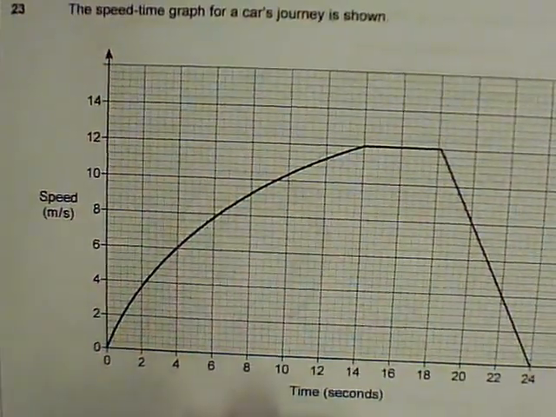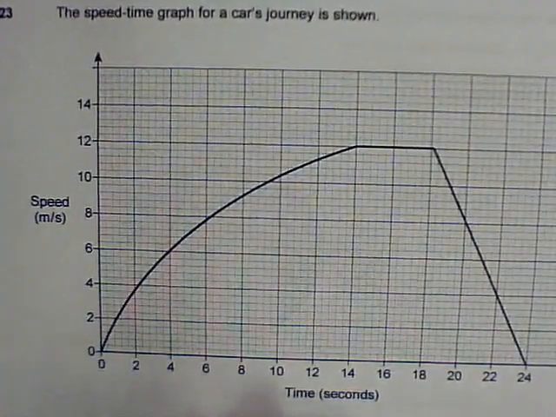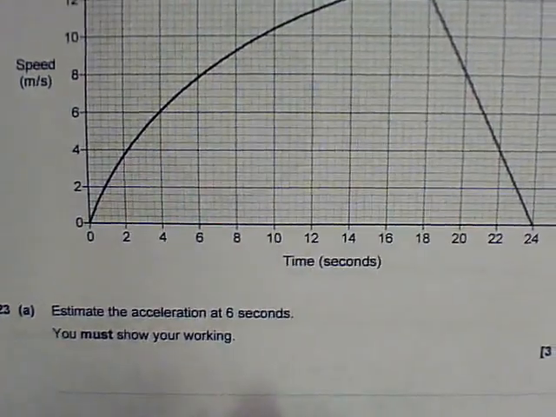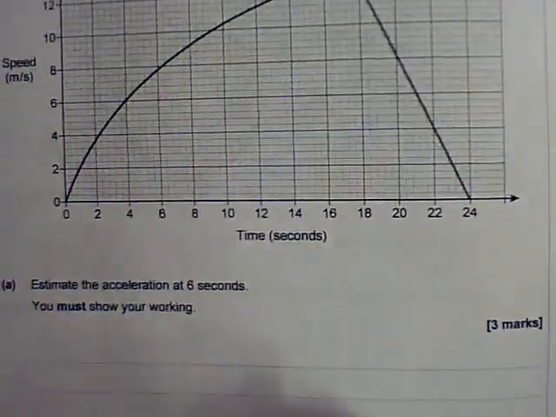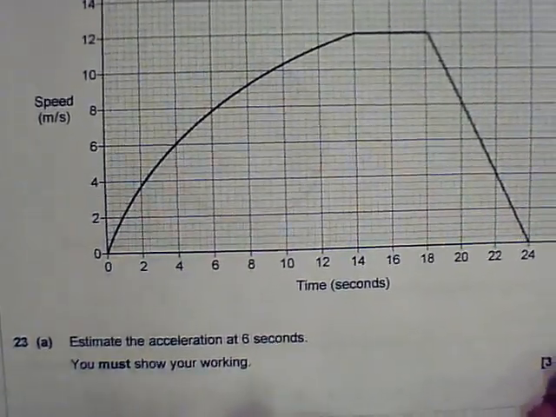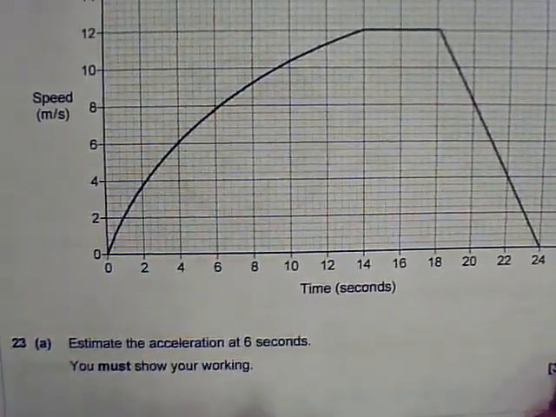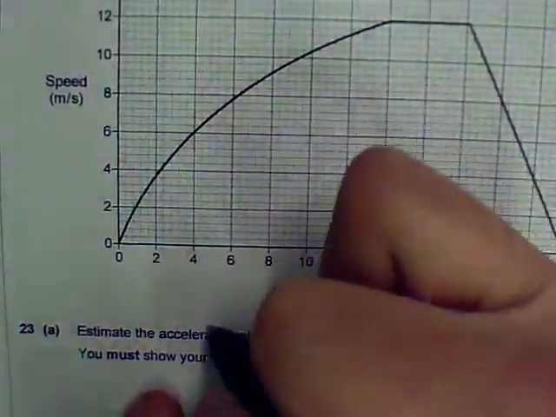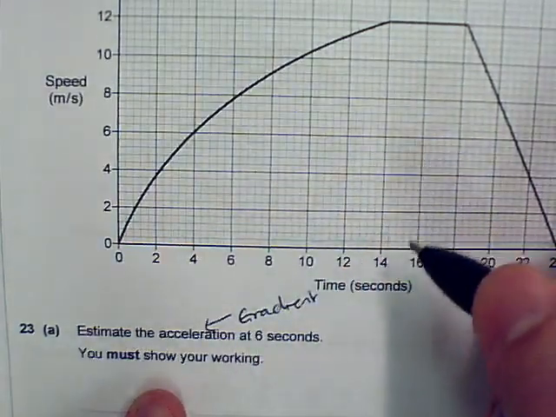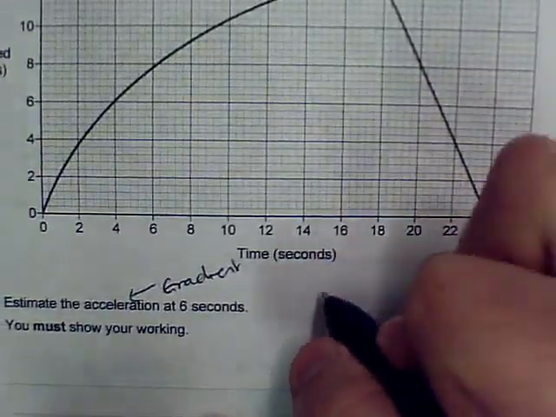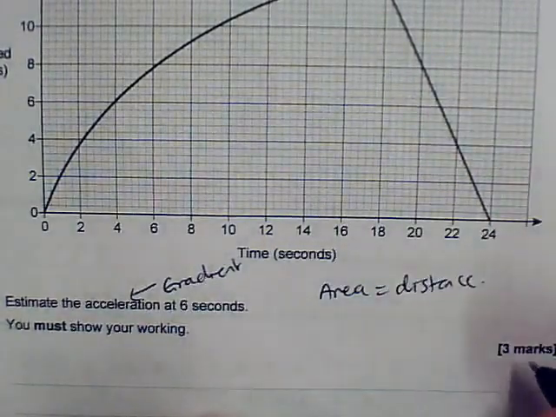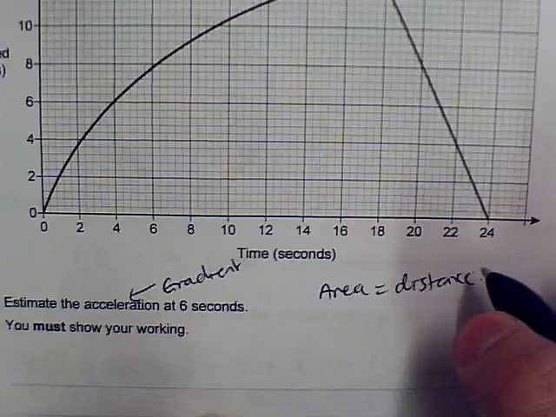Okay, question 23. We're given a speed time graph for a car's journey below, and we're asked to estimate the acceleration, and then to estimate the average speed. What we should know is that with a speed time graph like this, the acceleration is given by the gradient, and the area underneath the curve gives you the distance. Those are facts that you might need to revise.